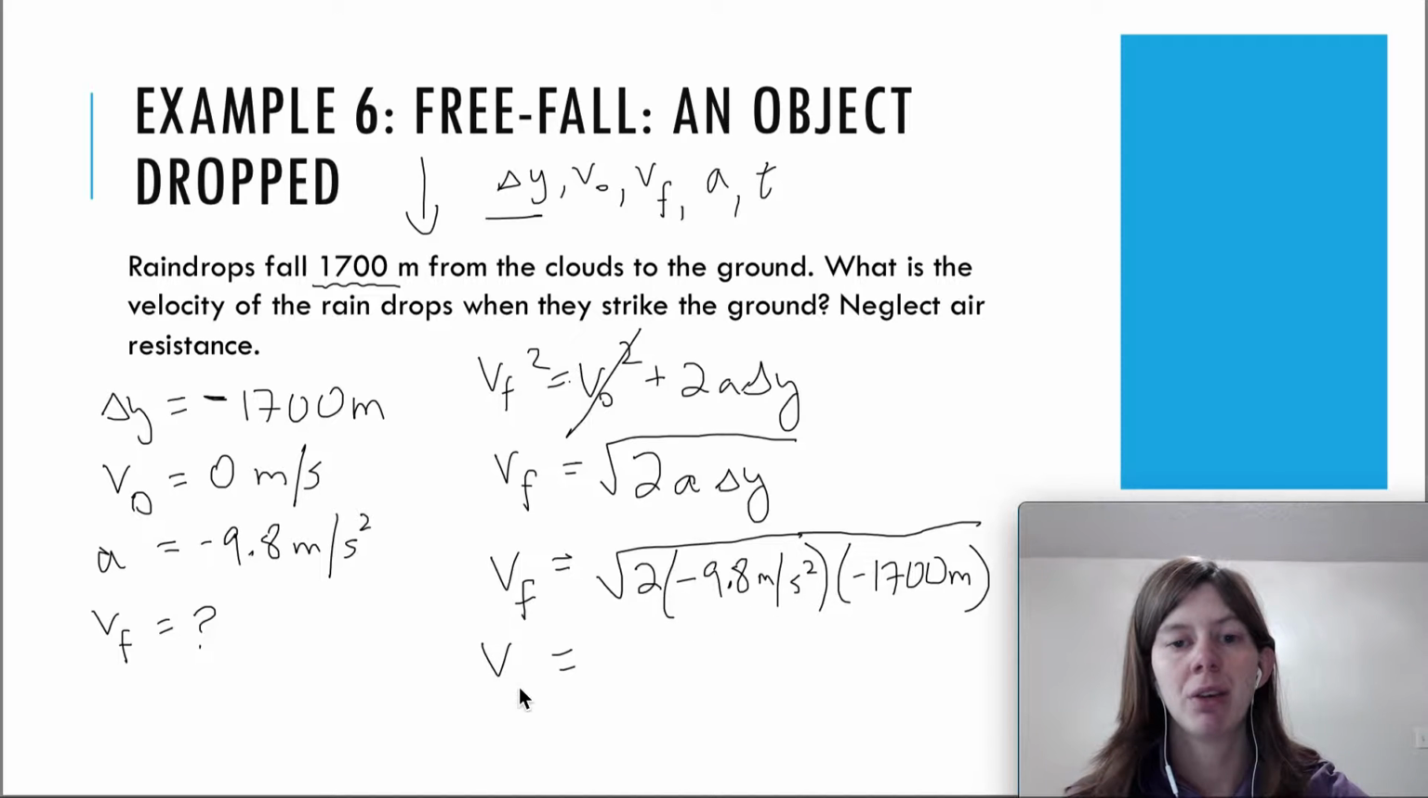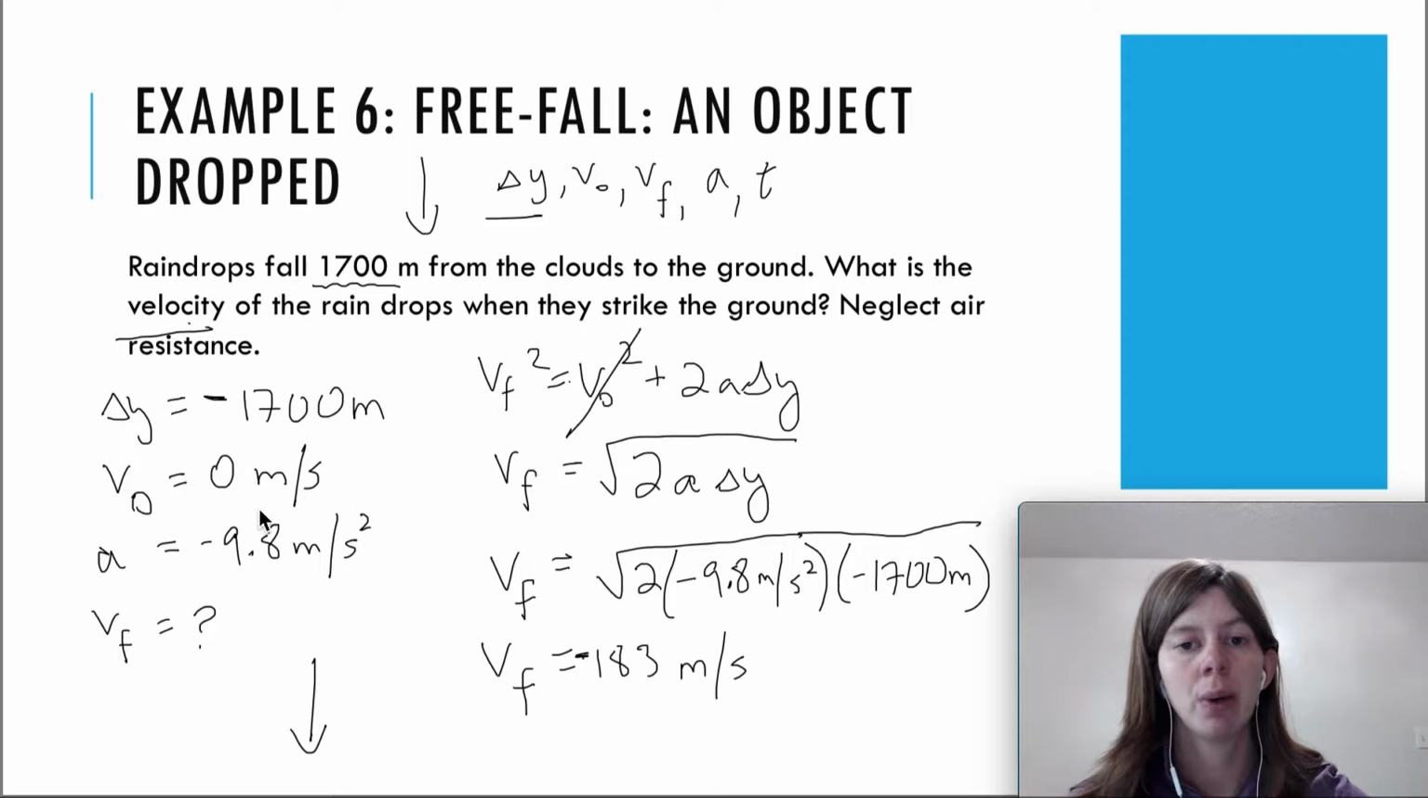When I plug this into the calculator, I get 183 meters per second. Now, it does say velocity. Velocity has a direction. You know that those drops are going downward. When you take the square root of a number, your answer can be positive or negative. So in this case, you need to add the negative here because the velocity has a direction and we are going downward.